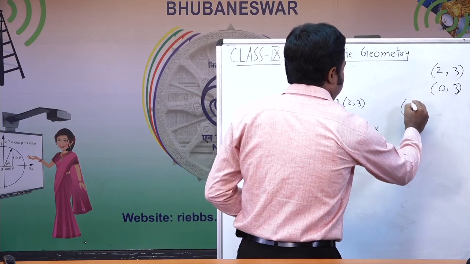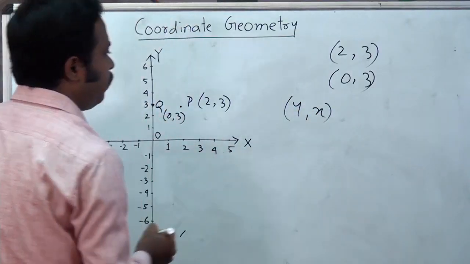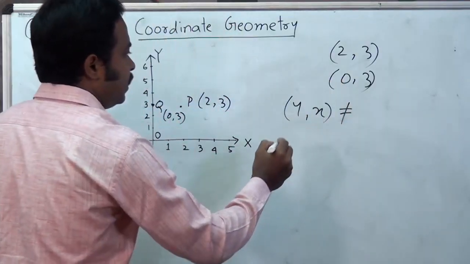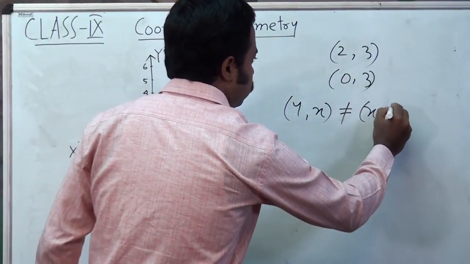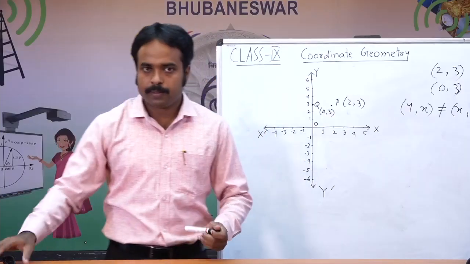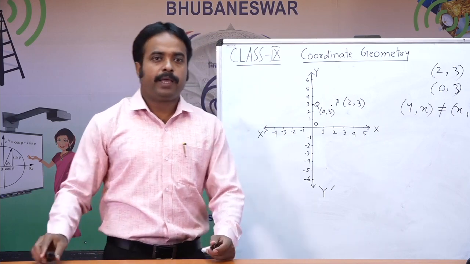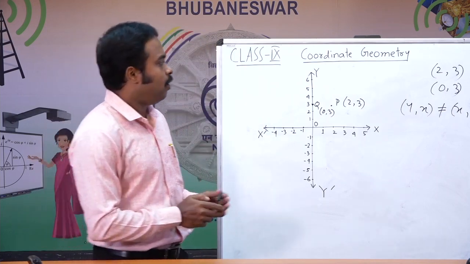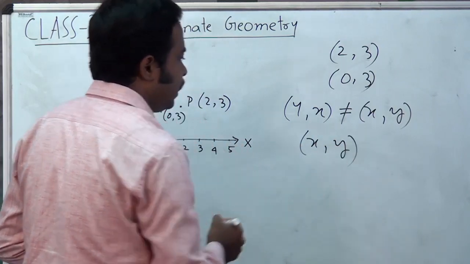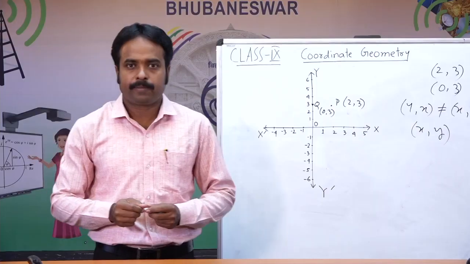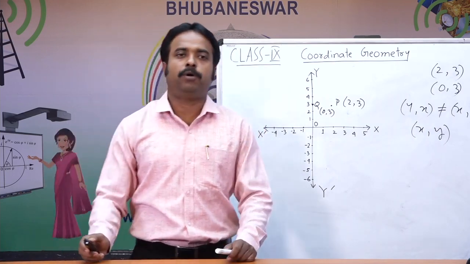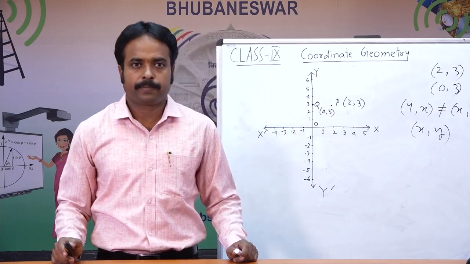So if y is different from x, then (y, x) is not equal to (x, y). Therefore, (x, y) is called an ordered pair. For this reason, we say that (x, y) is an ordered pair. So the order of x and y is very much important here.